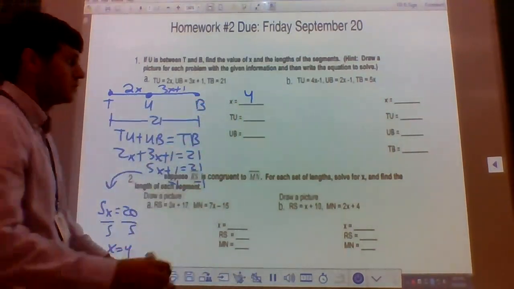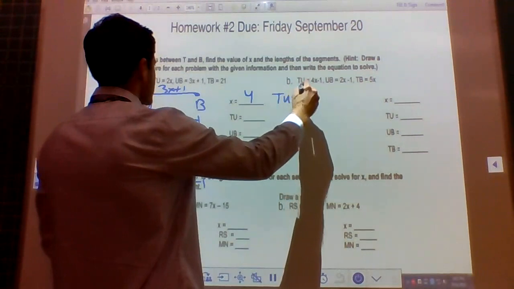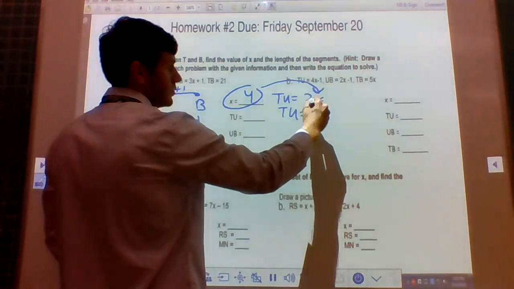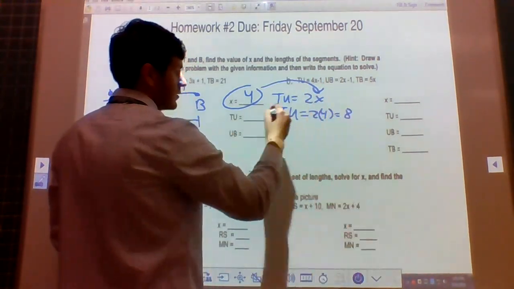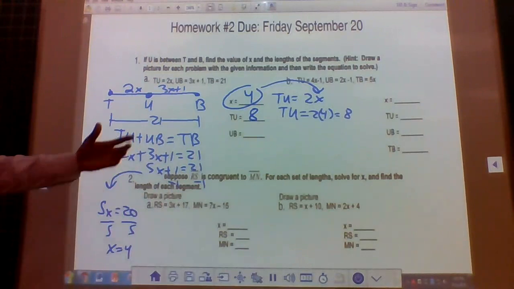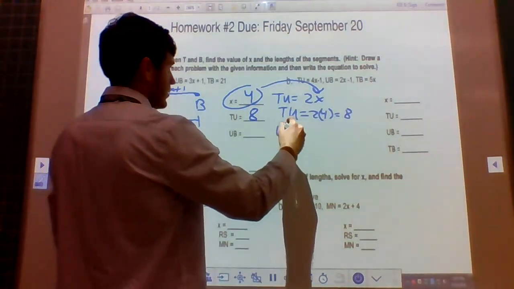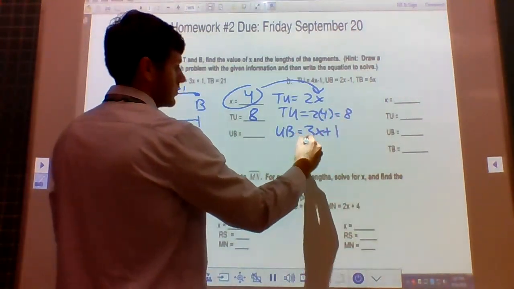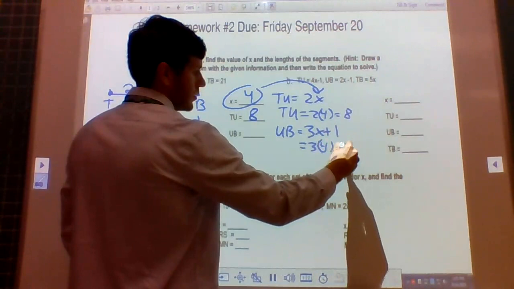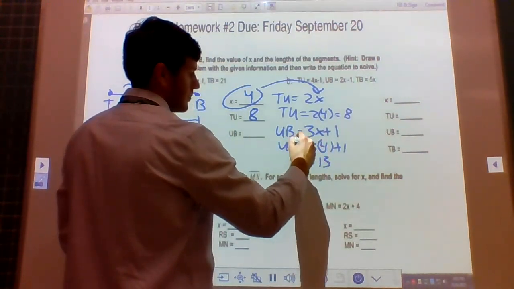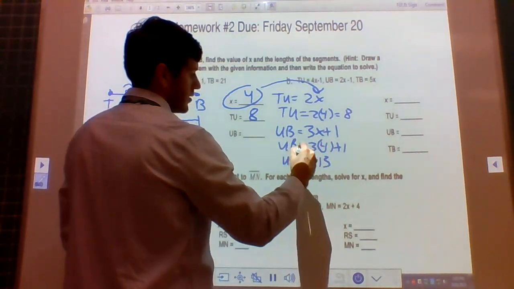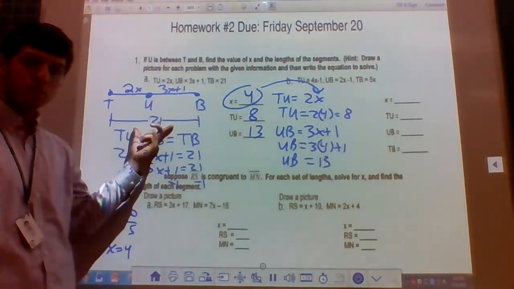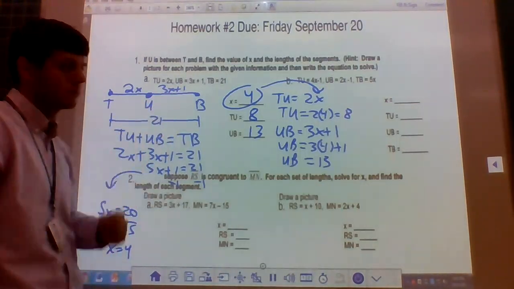Now it wants us to find TU. So we know that TU equals 2x. So that's going to be, replace it, 2 times 4 is 8. Then it wants us to find UB. So UB is going to be 3x plus 1. So that's going to be 3 times 4 plus 1, which is going to be 13. Okay, to check our answer, we better know that 8 plus 13 should equal 21. 8 plus 13 equals 21, so we're good.